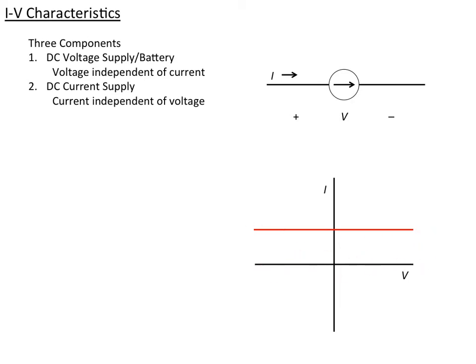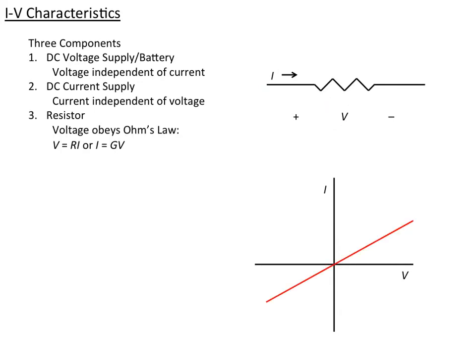Again, like the DC voltage supply, I would normally expect the side where the current is coming out to have a positive voltage, but I'm going to stick for the moment with my convention and label the voltage this way. That V will normally be negative.